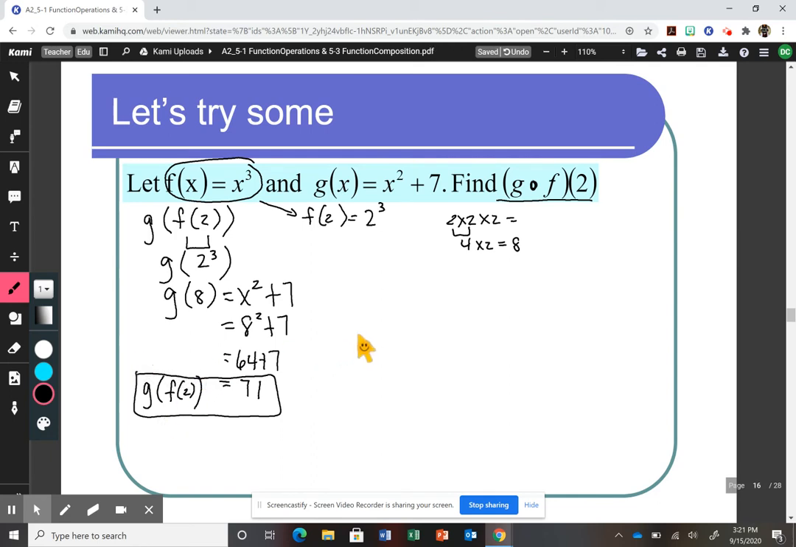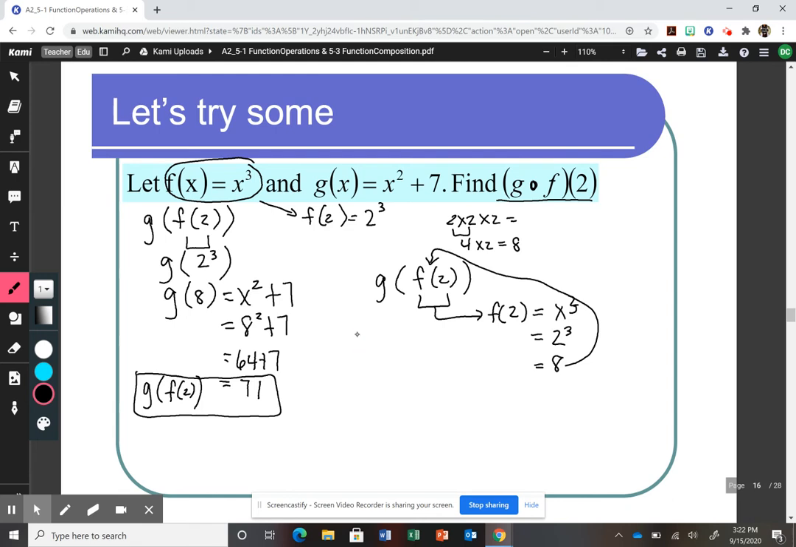Okay, so I'm going to do it one more time. So I do the inner function first. f of 2 is 2 to the third power, which is 8. So that's what's going to go in here now. Then it's g of 8. And then same thing, x squared plus 7, 8 squared plus 7, 64 plus 7, which is going to give you 71. So notice in here we have a number, and we're going to get a number out, okay?